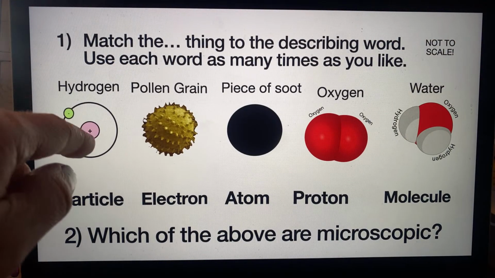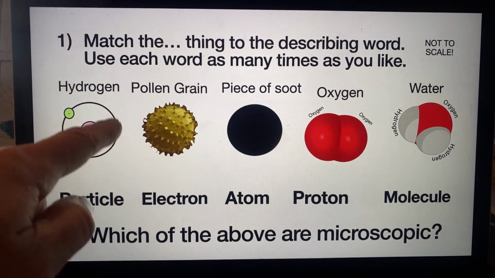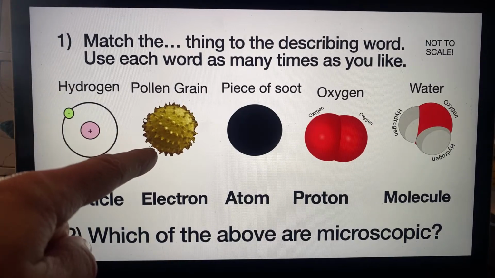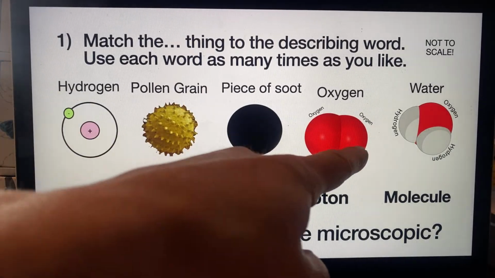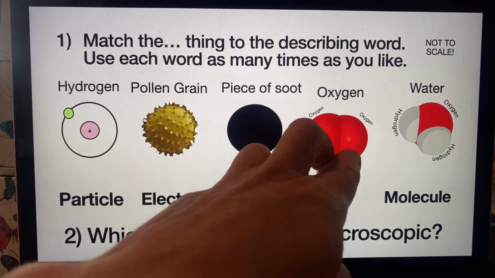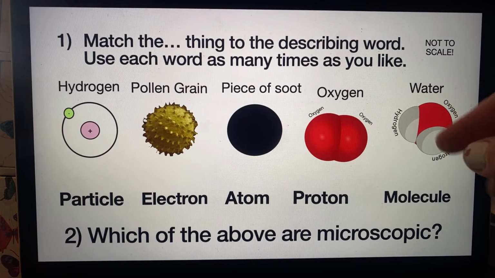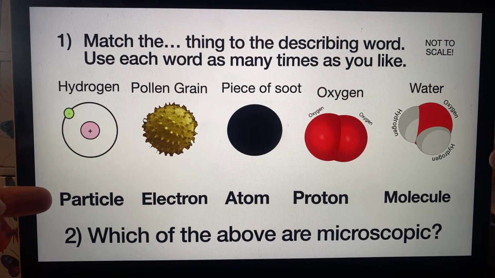Hydrogen, which is like a little positive ball with a negative ball whizzing around the outside. A pollen grain, a piece of soot. I've put oxygen, which is actually 2 balls squished together. And water, which is 1 ball called oxygen and 2 balls called hydrogen, all smushed together. And underneath you've got the words particle, electron, atom, proton and molecule.